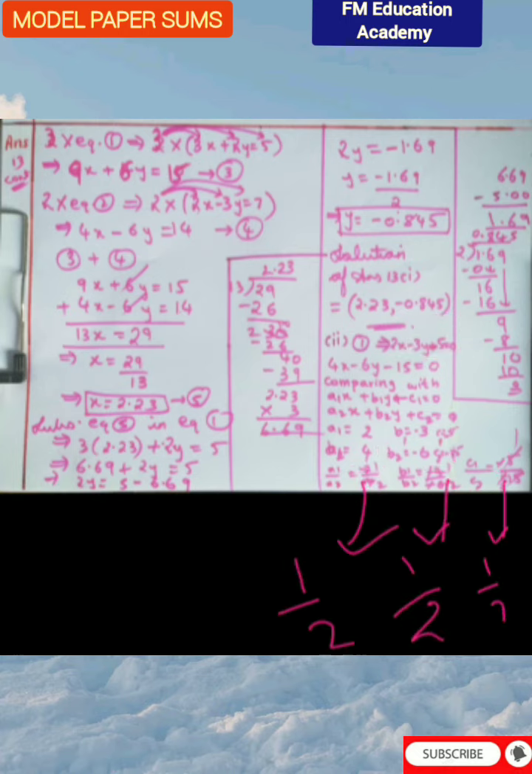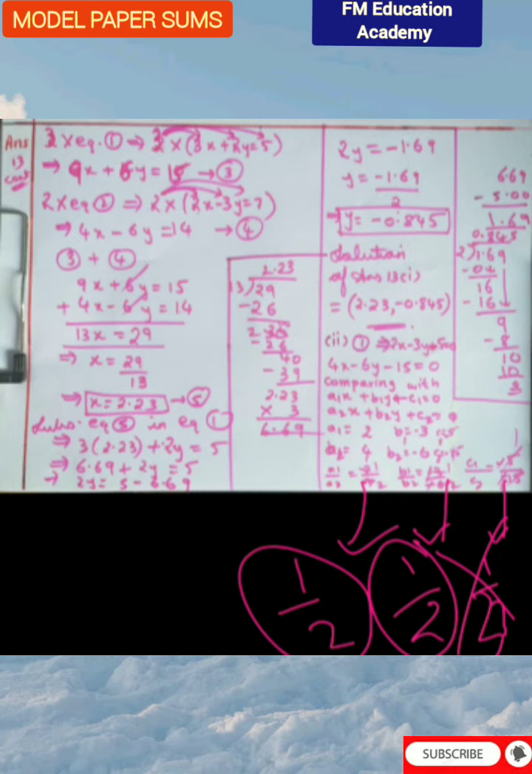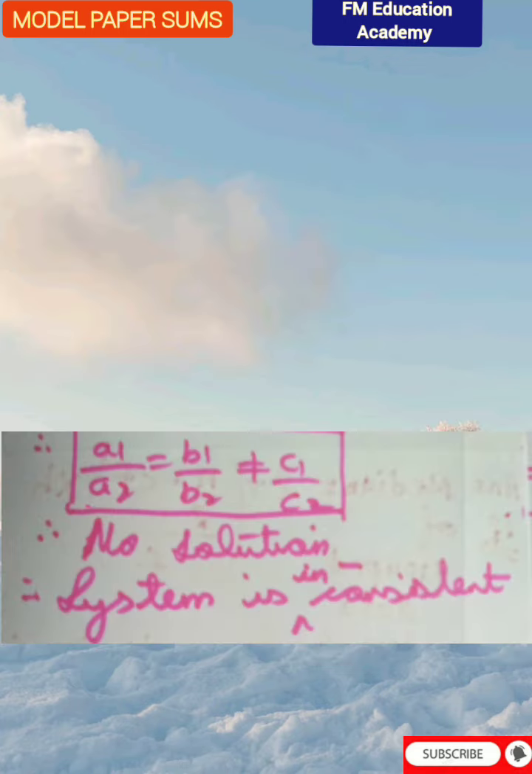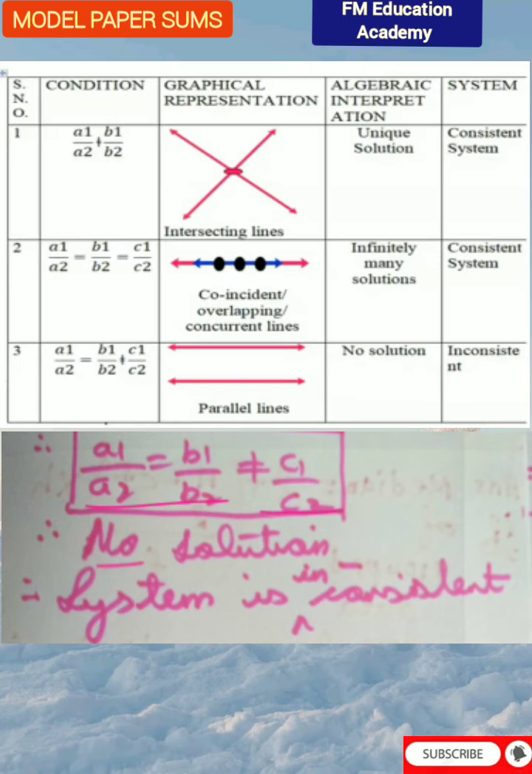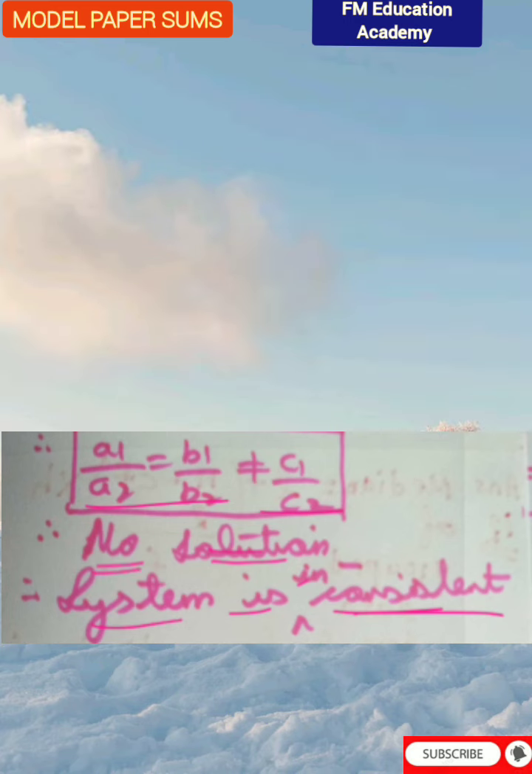And here we are getting 1 by 2, and here also 1 by 2. So we can say here that a1 by a2 is equals to b1 by b2, but that is not equal to c1 by c2 because 1 by 3 is not equal to 1 by 2. So in which condition do we have a1 by a2 is equals to b1 by b2 is not equal to c1 by c2? We have that condition in no solution. So we can say that there is no solution, and from the table we can say the system is inconsistent. So in the first bit we got the system is consistent. In the second bit we got the system is inconsistent. As the system is inconsistent, no need to find out the solution because we don't have any solution.